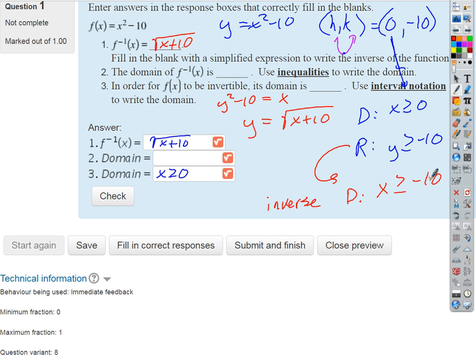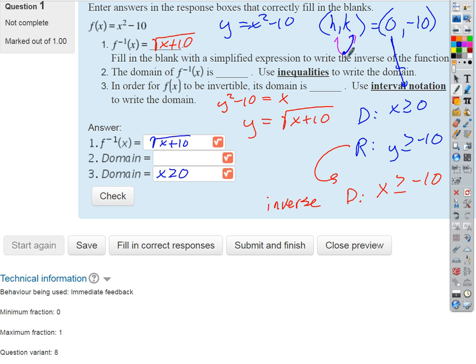Wait, how do you know x is greater than or equal to 0? Because if we want this function to have an inverse that's a function, I can only keep the right half of it, right? See what I'm saying? That means we can only keep the part that's greater than or equal to the x value of the vertex, which is 0, right? Does that make sense?